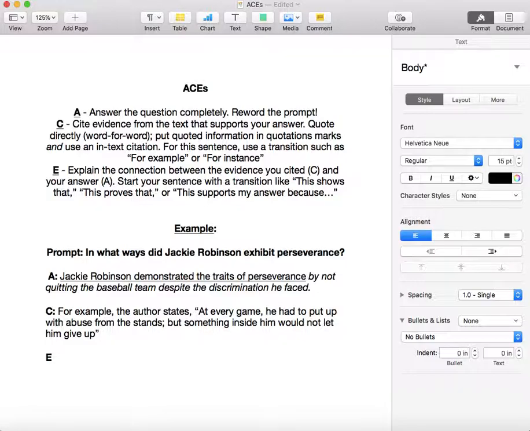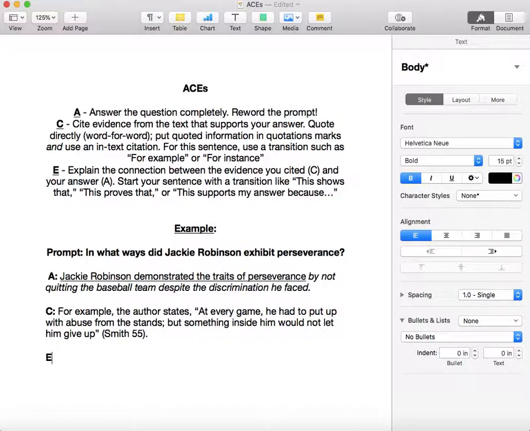Now, I'm going to use an in-text citation. Let's say that the author's name is Smith, and that this can be found on page 55. After the quotation marks, because this is not part of the quote, I'm going to open parentheses, type Smith, the author's last name, and the page number. I don't need to put page 55, just 55. And then I'm going to close parentheses and put the period. Putting the period after the in-text citation shows me that this citation goes with this particular quote.